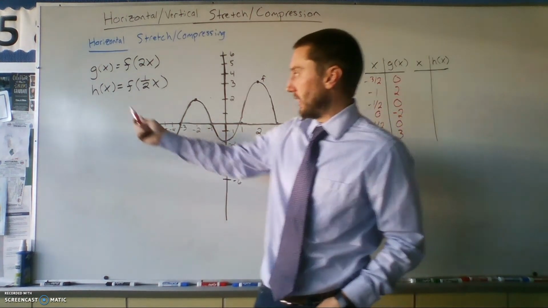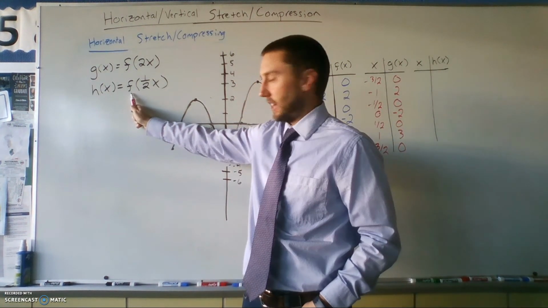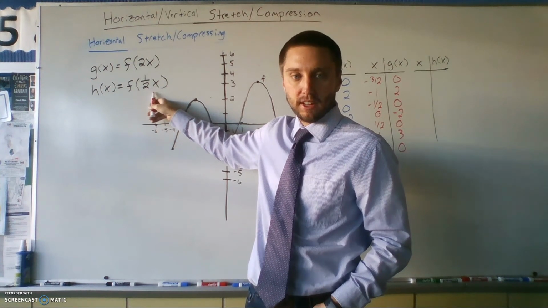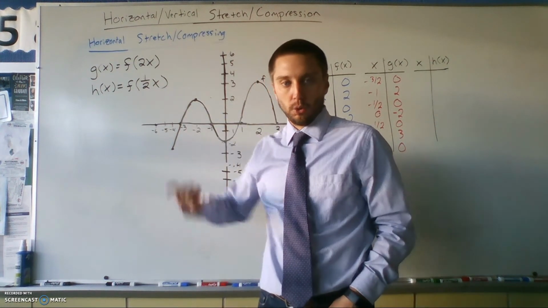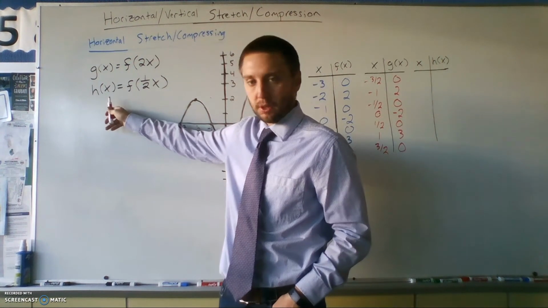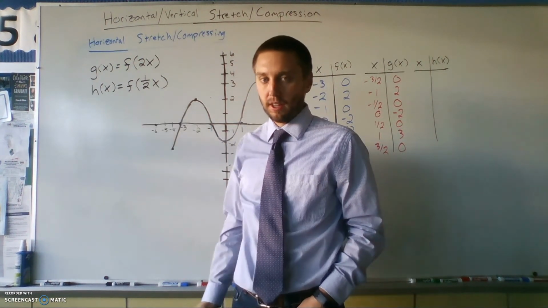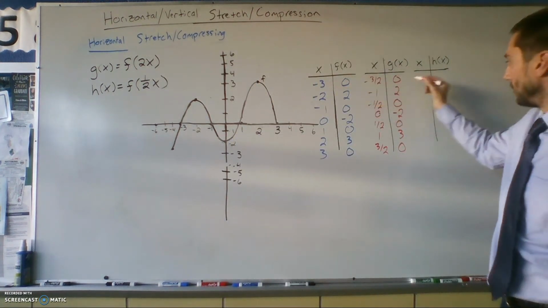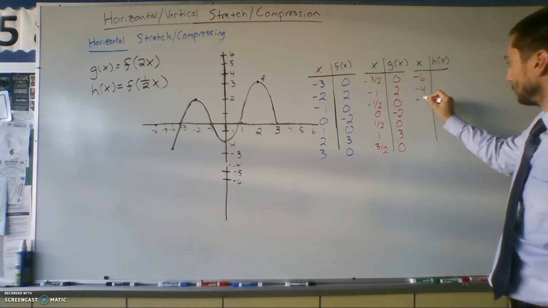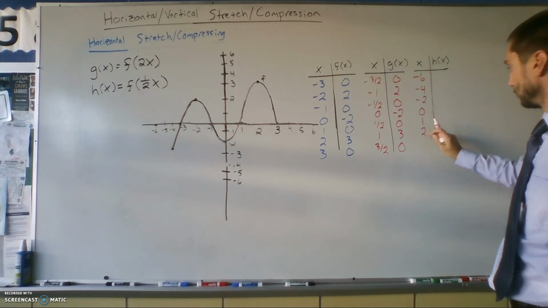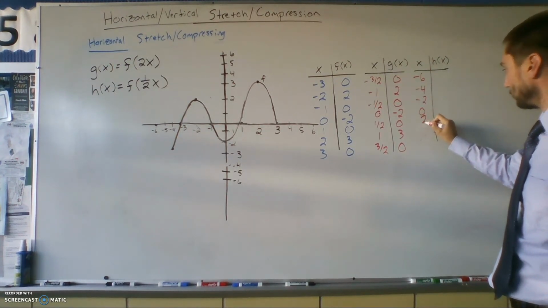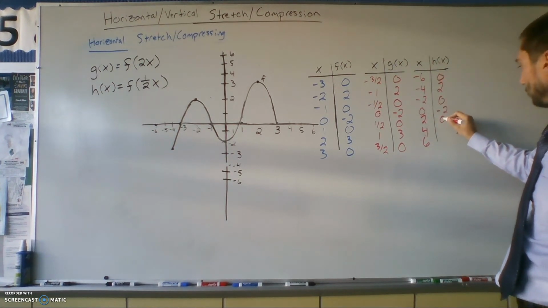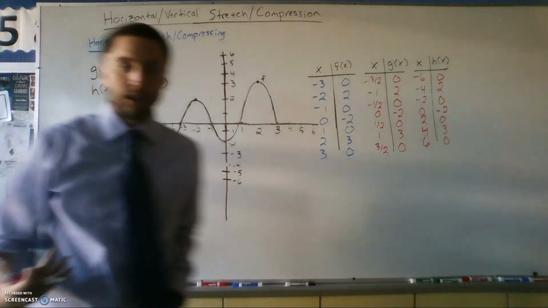Okay, now let's use that same logic with H. So H is the same as F, but not all the time, only when F's inputs are half as big as H's. So what does that mean about H's inputs? That means the inputs of H are twice as big as the inputs of F. So to make the table for H, I'm going to take all these inputs and double them, and keep the outputs exactly the same. Okay, so that's how we make our table.